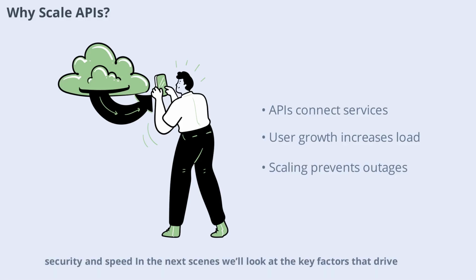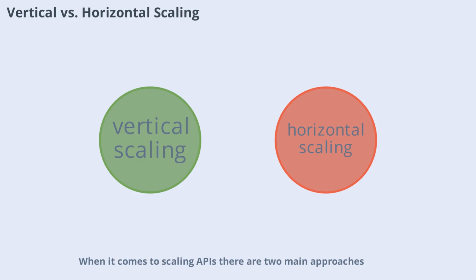In the next scenes, we'll look at the key factors that drive the need for scaling and how to anticipate growth. When it comes to scaling APIs, there are two main approaches: vertical and horizontal scaling. Vertical scaling means adding more power like CPU or memory to your existing server. It's straightforward but has physical limits.